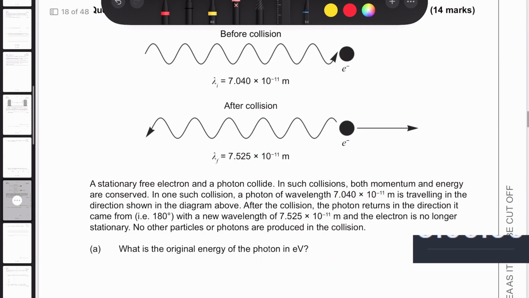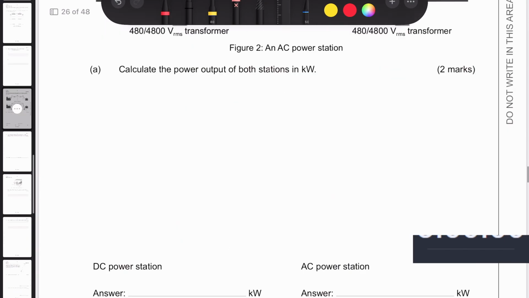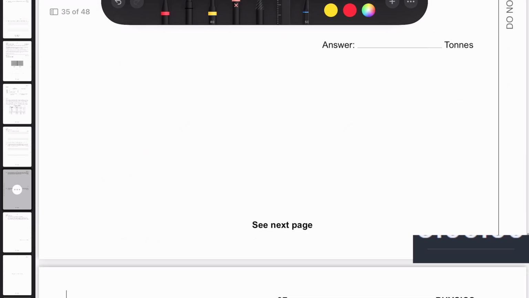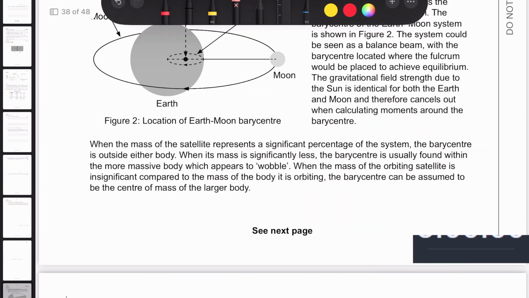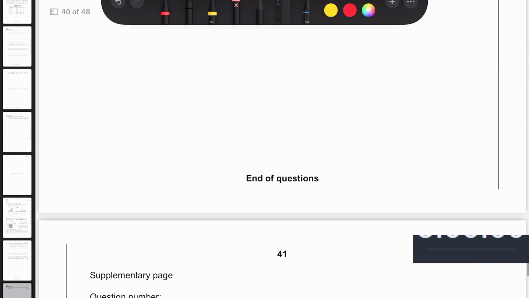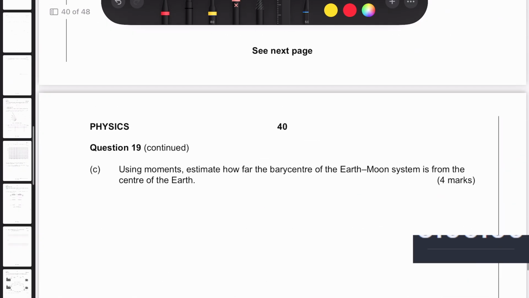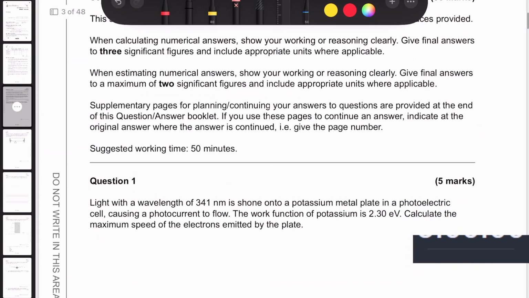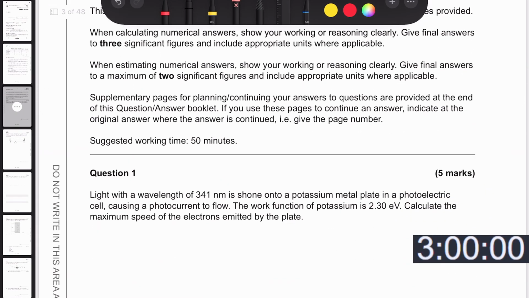We got 48 pages. Looks like quite a lot. Let's see. Ooh, 40 pages to do. All right. Let's get started. So now we're starting.